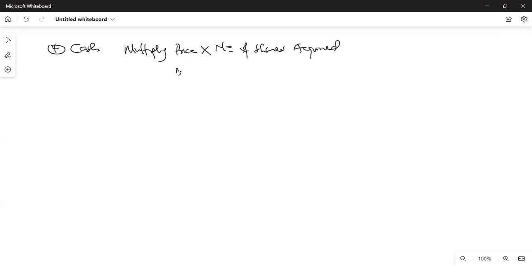And the double entry is what? Debit the purchase consideration, credit cash. All right, so that is that.